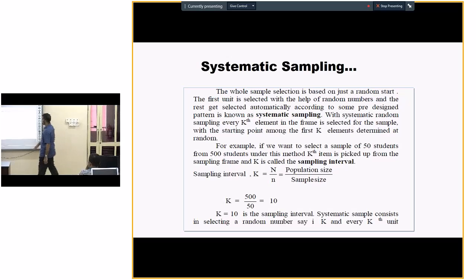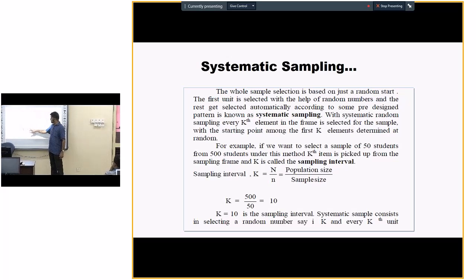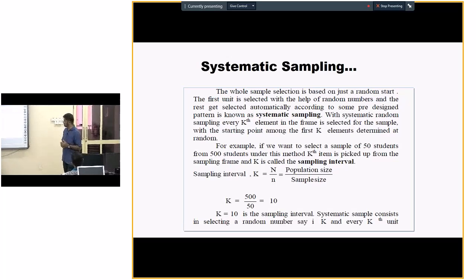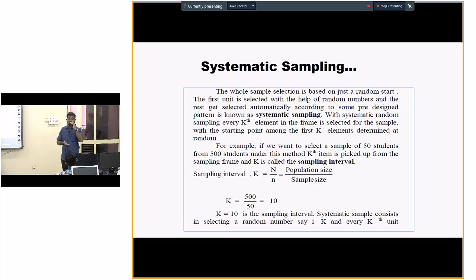The total population is capital N, and the sample is small n. In this case, that is the sampling interval, right? Sampling interval. Then we can divide 500 by 50, and you can see the answer is 10. That means we have to select one from every 10 students, right? Then we can arrange our table or the list of 500, and select one from each group, right? Yes, one from the first 10. Then we can follow the systematic way.